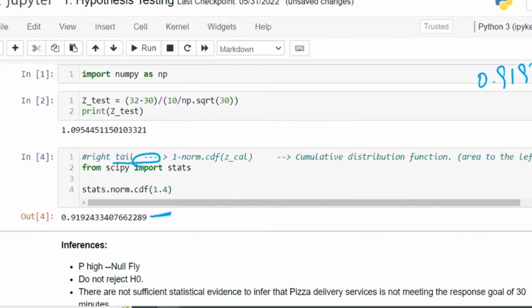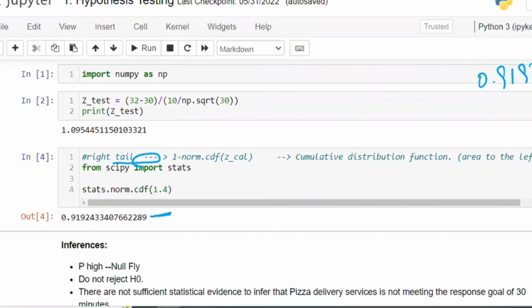Same answer. In real life we will not open the Z table. Once you start Python, there is no need to open the Z table. Then why have you shown the Z table? Why not directly show this one only? No sir. In certification they will not give Python. In certification they will give only the Z table. In real life we will use Python. So that is the reason we are learning both of them.